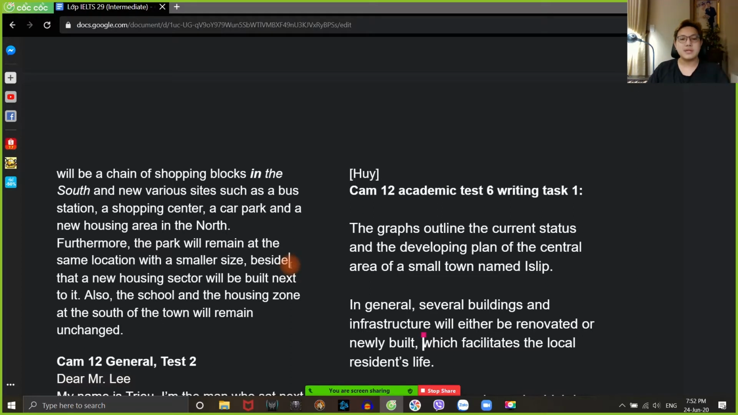So you are talking about besides an idea, right? There's another idea, right? So besides would have to have an S here. Besides that, a new housing sector would be built next to it. This is the idea that comes next, so it has to be the word besides with an S. Be careful with this one. Besides with an S tells you there is another idea to talk about. Beside without an S will tell you the physical location of something. It's next to something.